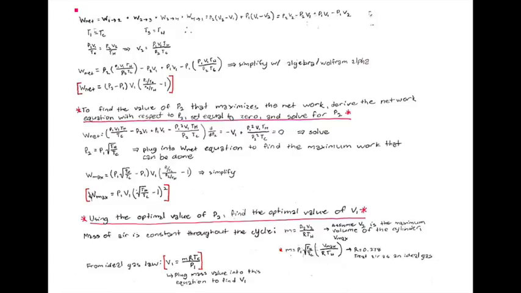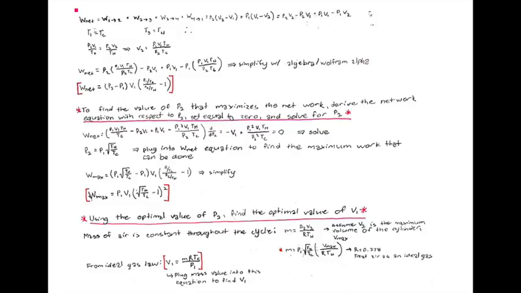Then we plugged in the cold temperature for T1 and the hot temperature for T hot, and calculated the volume at state three of the cycle, so the maximum volume. Then we plugged that back in and simplified it to come up with an equation for net work. So work net equals P2 minus P1 times V times the rest of the stuff circled.